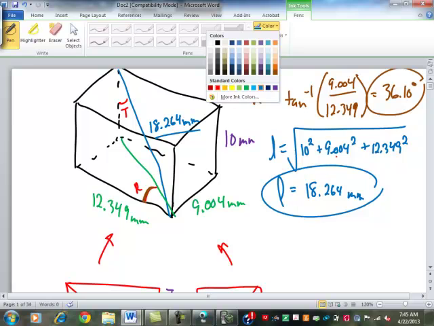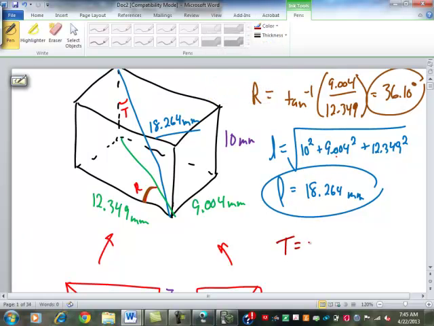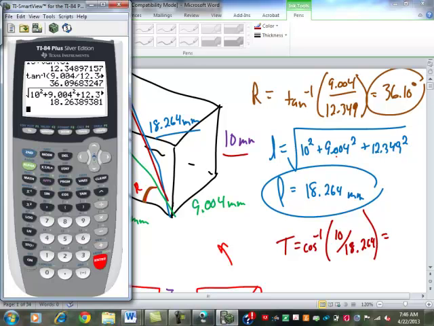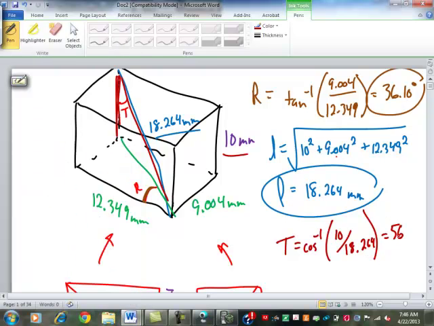Finally, my angle of tilt. T is going to be the inverse cosine of this height here, which is the 10 millimeters, over the length of cut, which is the hypotenuse of 18.264. So second cosine of 10 divided by 18.264: 56.80 degrees. So there's my angle of tilt.